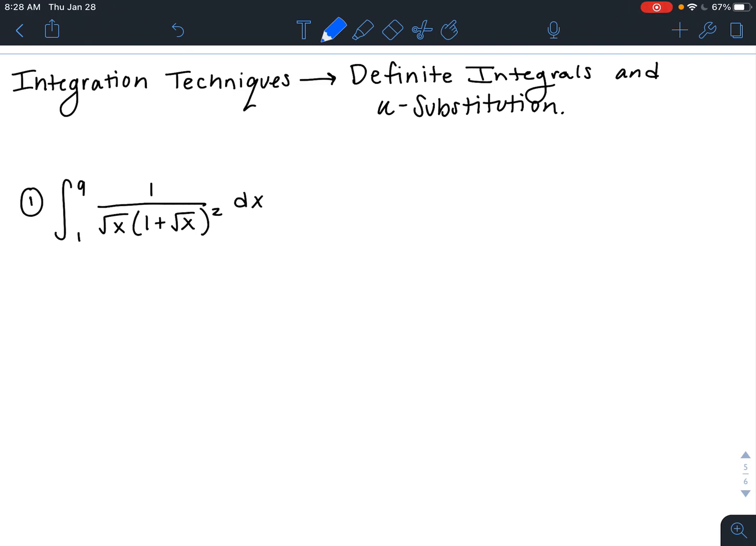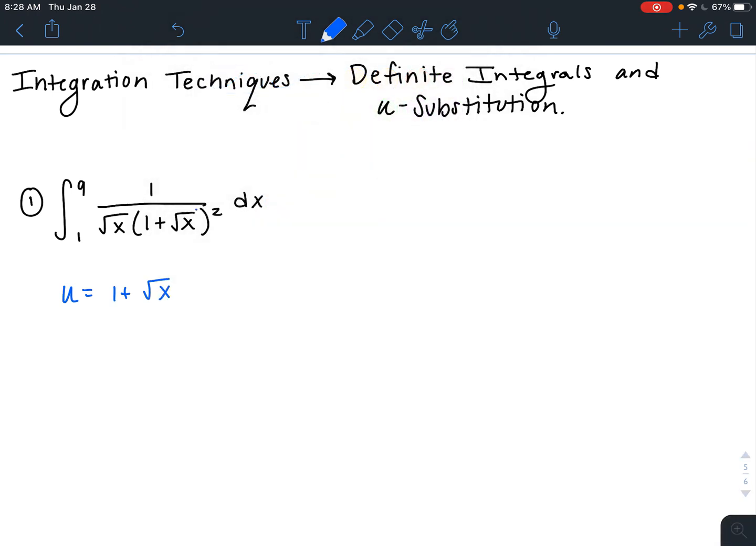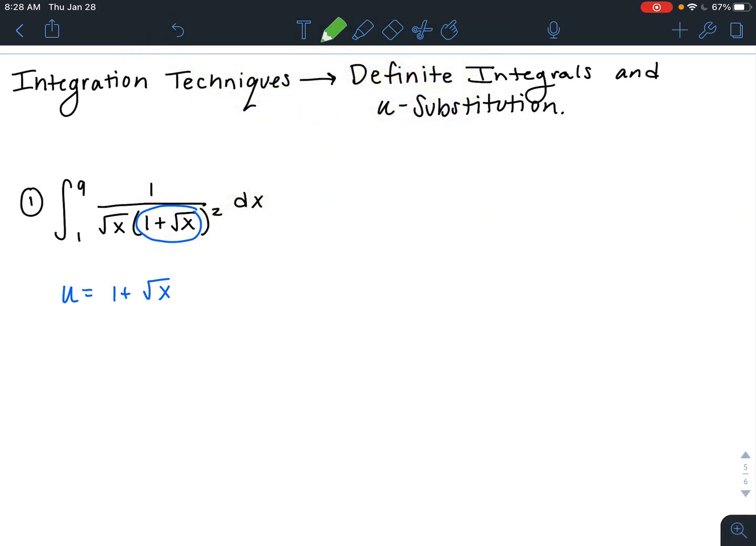So the most complicated portion of this function structure is the stuff that's inside the binomial that's being squared. So I'm going to let u be 1 plus the square root of x. That replaces all of this stuff. Now I need to make sure I can replace my dx, and I have a square root of x in the denominator that's outside. It's going to work out really nicely.